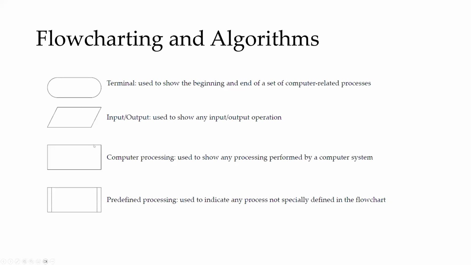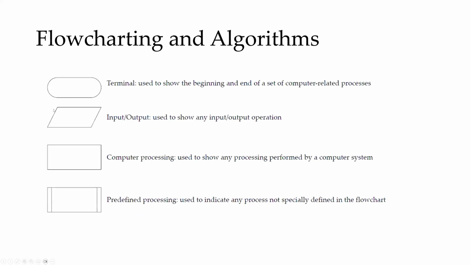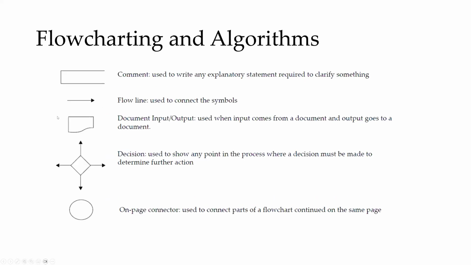And we have a rectangle, as you see, to show the computer processing part. If you have some predefined processing operations, you can call these functions by using this shape. If you want to add a comment to the right side of your shapes, you can use this rectangular thing. And we have a flow line arrow, which shows the direction of the flow. If you want to show documentational input output parts, for example, instead of using this input output shape, you may use this parallelogram in your diagram.